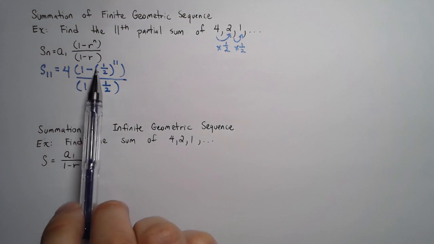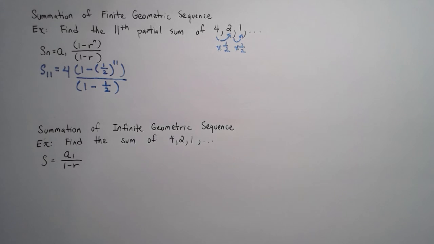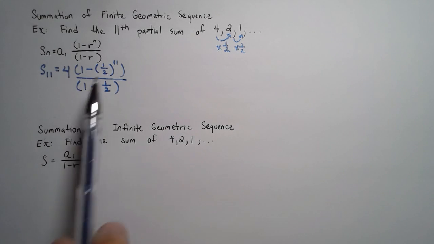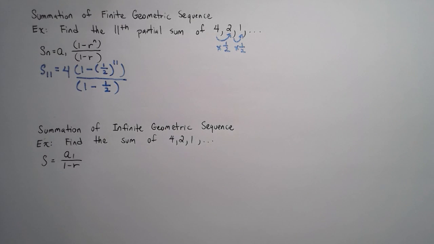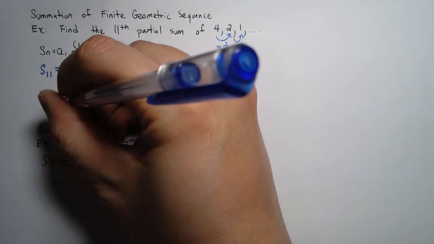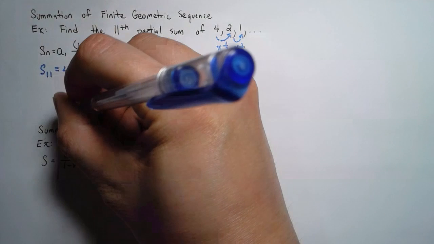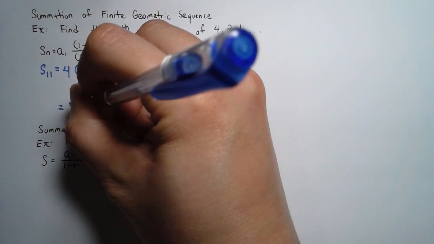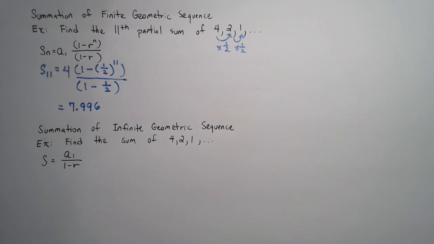I already made sure to put parentheses where they are needed. These are the minimum amount of parentheses you must have on your calculator, and all you have to do is plug it in. And once you plug it in the calculator, the answer is 7.996 when rounded to 3 decimal places.